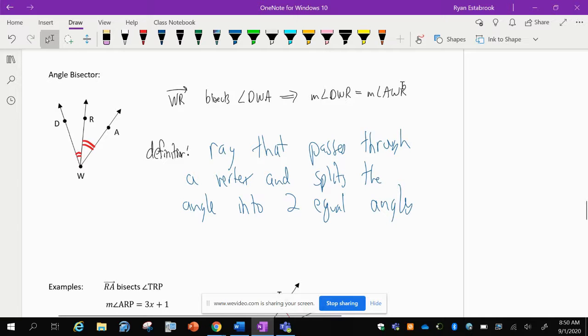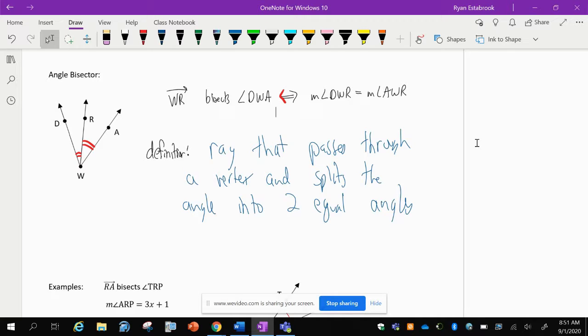Even more than that, because these 2 angles are equal to each other and they are adjacent, I'll draw a little arrow going in the other direction, it also means that since this is true, then we have an angle bisector. We'll spend more time on these biconditional or double arrows later. But a quick definition for an angle bisector is a ray that passes through a vertex and splits the angle into 2 equal angles.